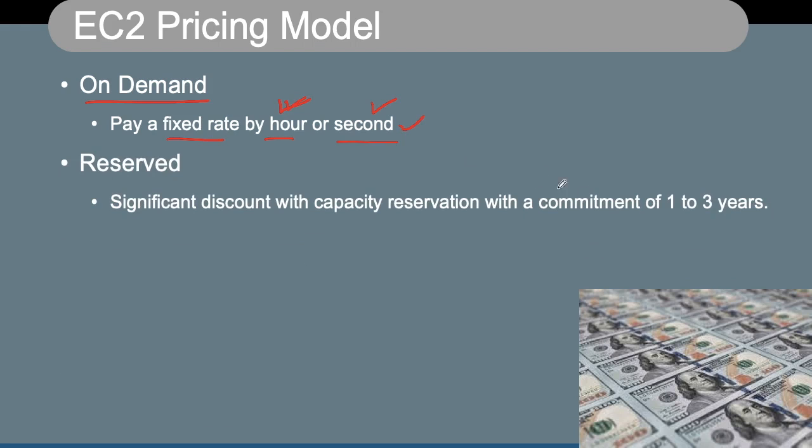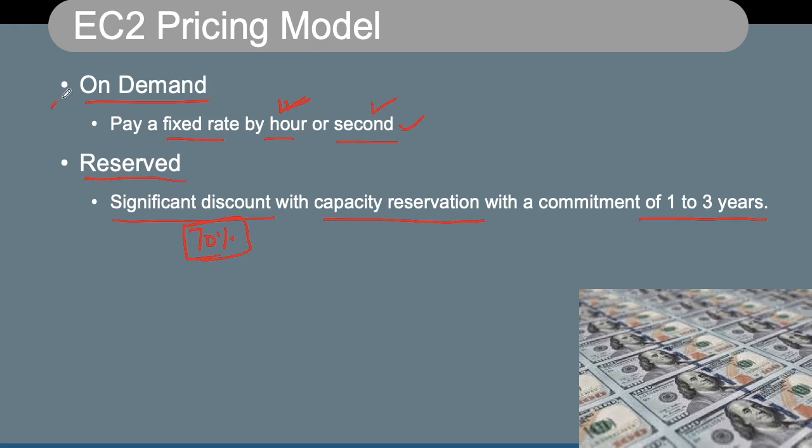However, if you are very sure that you need these capacities for 1 to 3 years, you can do a capacity reservation and you will get a significant discount, up to 70% depending on how much you want to pay upfront. This pricing model is called reserved instances.